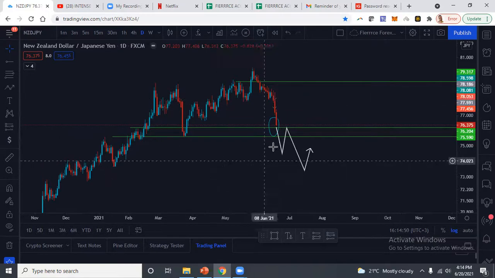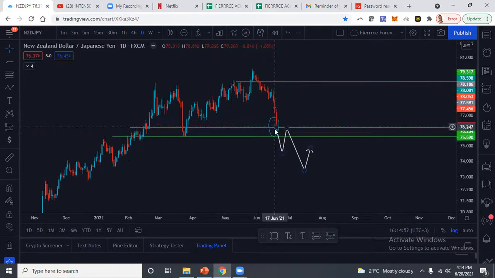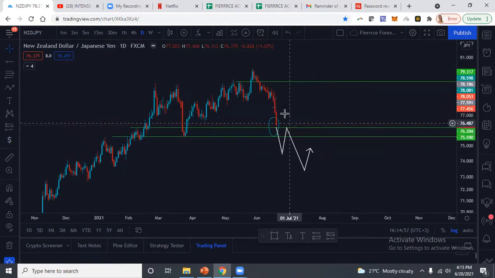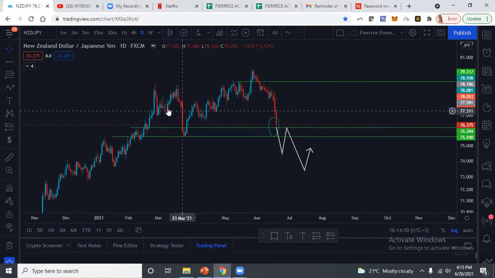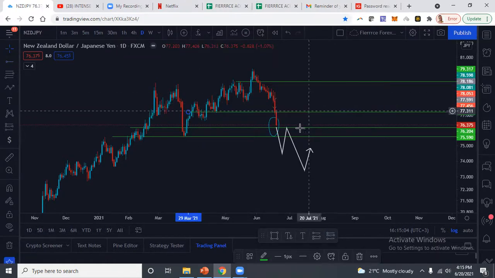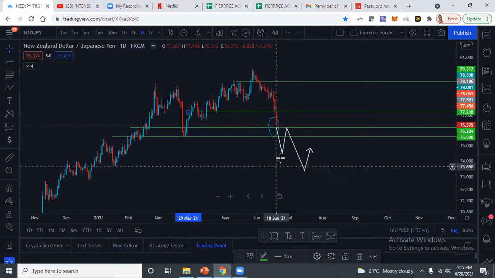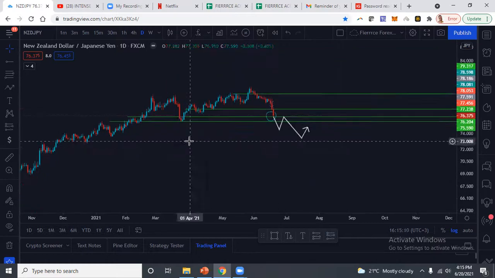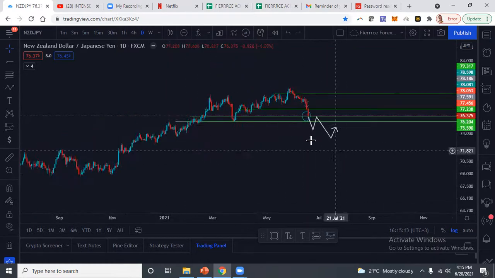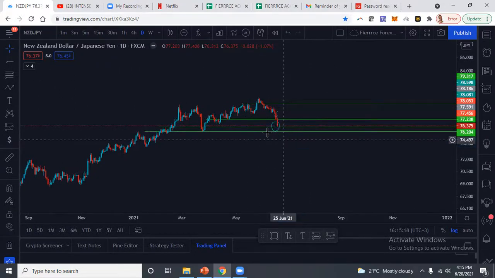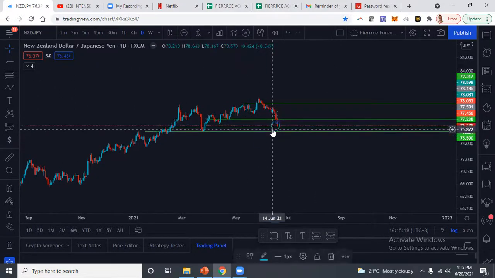But what might happen is we may just go a bit lower and then push up. But if we fail to break, let's say, this level of structure to the upside, even if we push up, we may just continue to the downside. So right now I am more biased on a buy on NZDJPY, but those are the scenarios that you may see in terms of movement or price action.